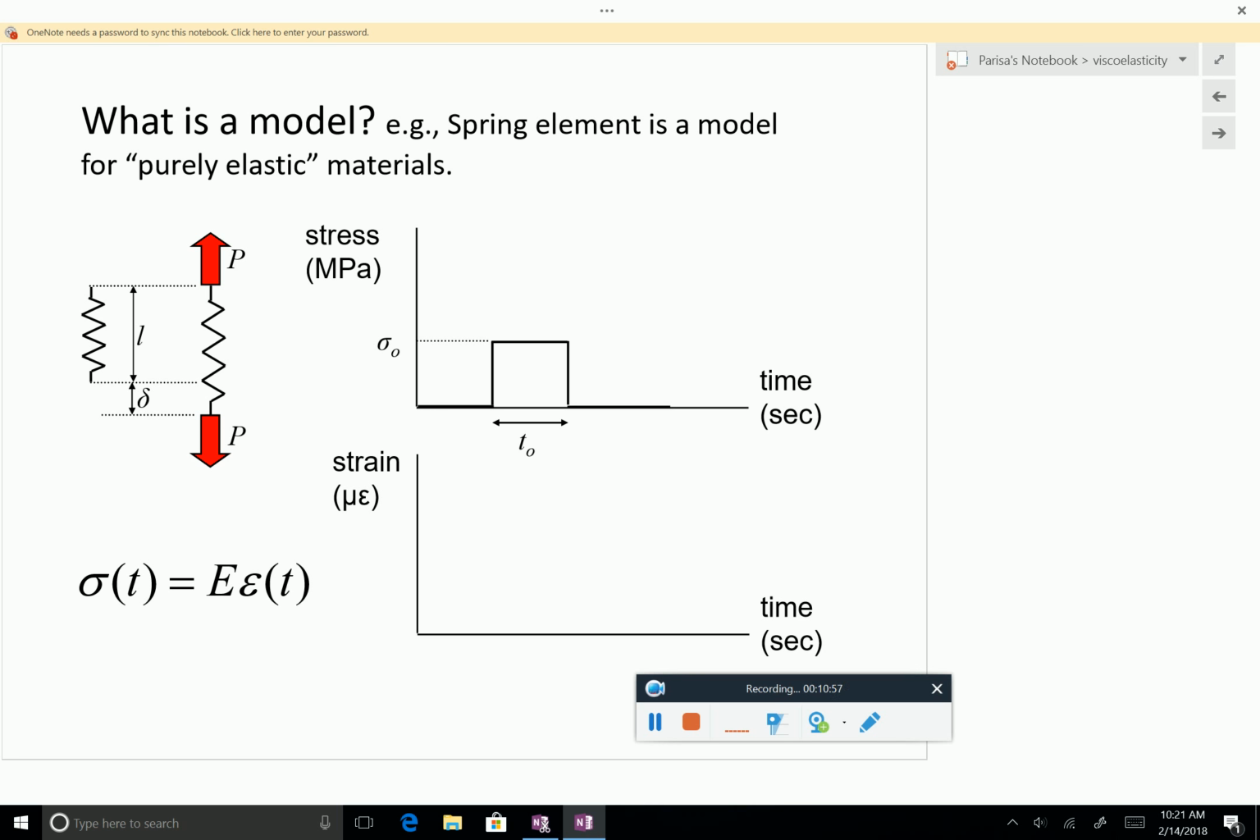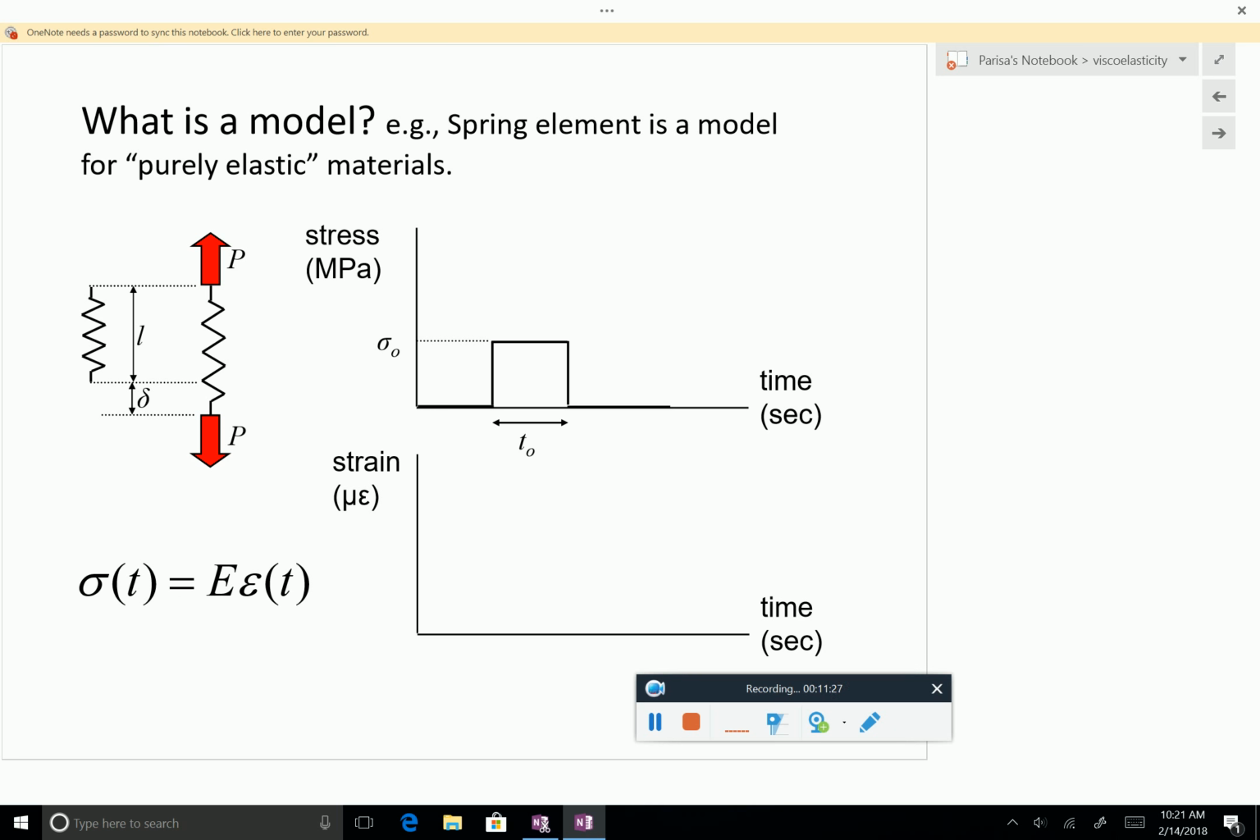We have a spring, you have a constant stress. This is like a creep situation, right? I hold the stress constant. I want to see what happens to the strain. Try to draw this in 30 seconds. You already know how to do this. But this time, try to also write the numbers. So how much would be the strain?